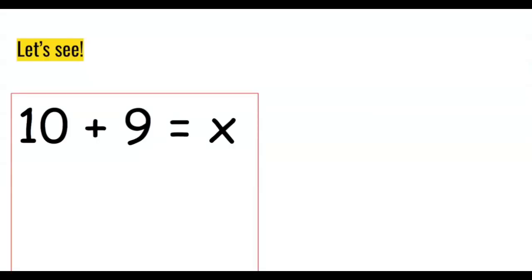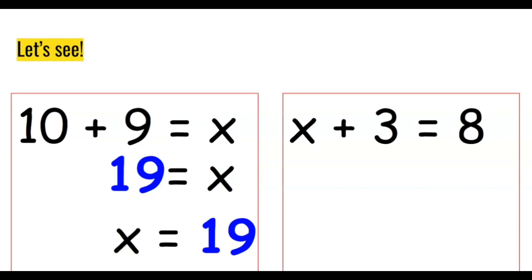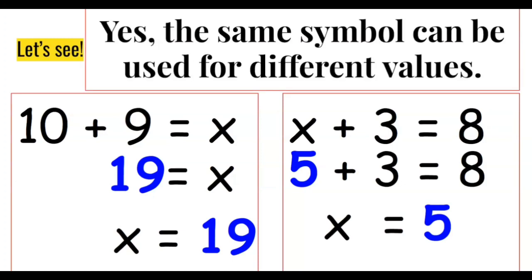So 10 plus 9 equals x. Then 19 equals x, which can be read as x equals 19. Let's look at another question. x plus 3 equals 8. So again, we'd like to find the value of x. So we're going to ask ourselves, what can I add 3 to give me 8? 5. 5 plus 3 equals 8. Therefore, x is equal to 5. It therefore means that the same symbol or letter can be used to represent different values in different equations.